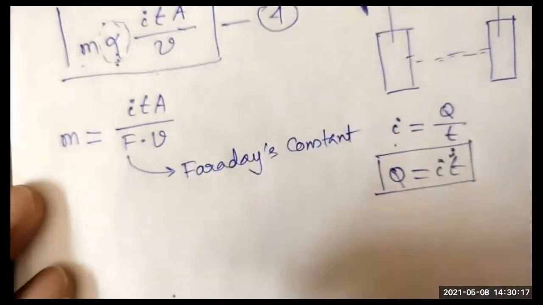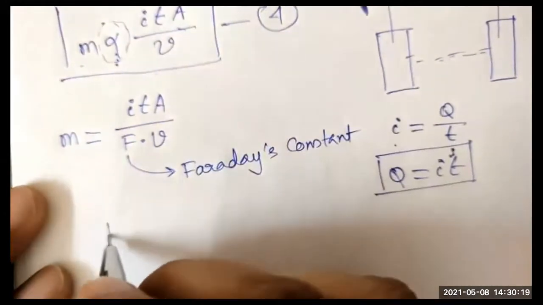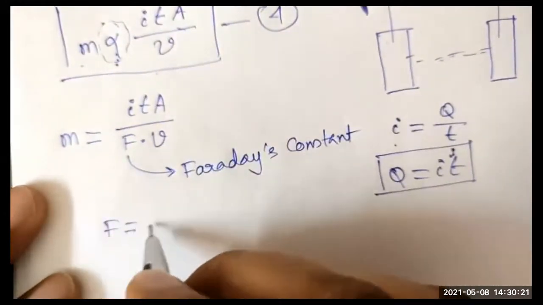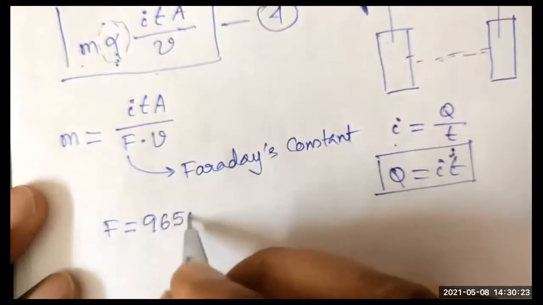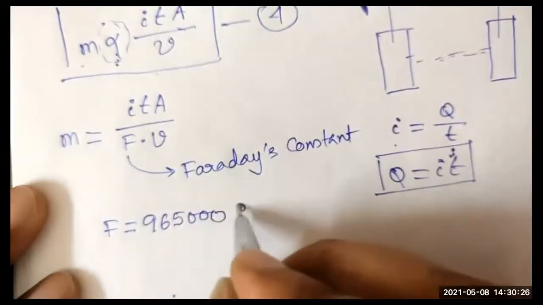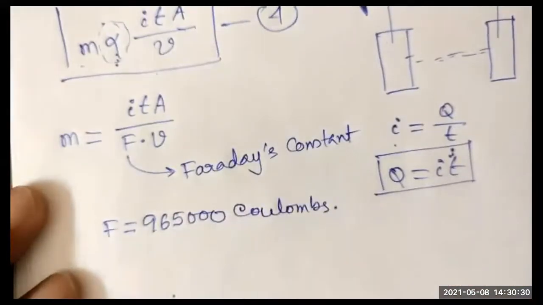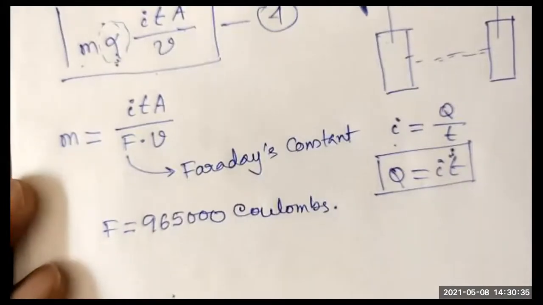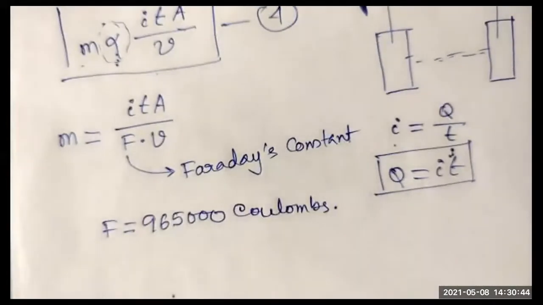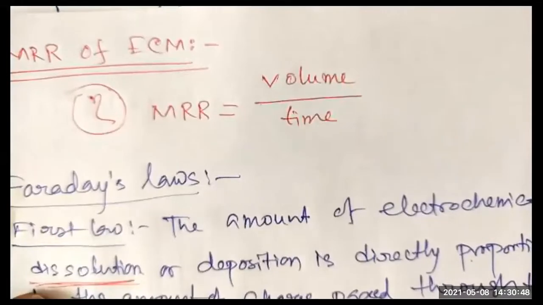Faraday's constant. Okay, so what is the value of it? The value of F is nothing but 965,000 coulombs. We have already studied it. Okay, so 965,000 coulombs, so that you have to keep.